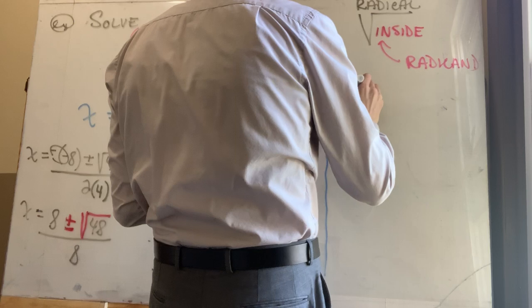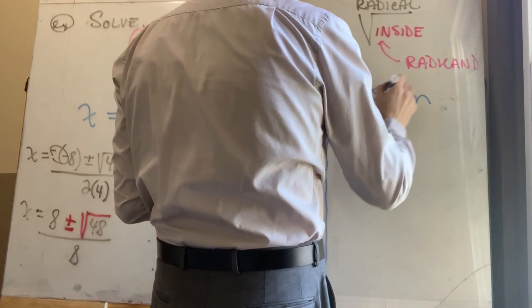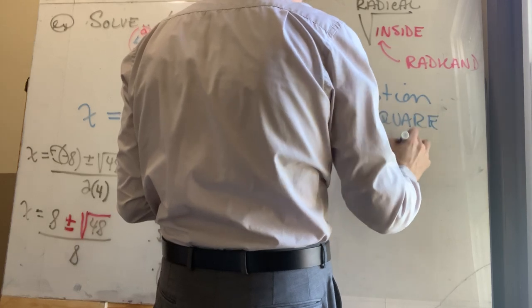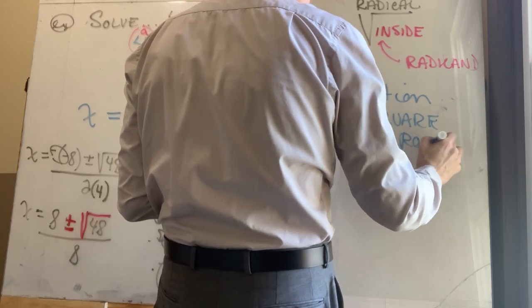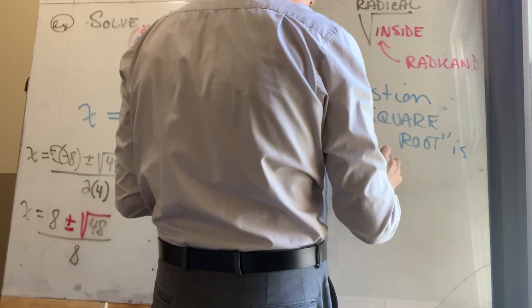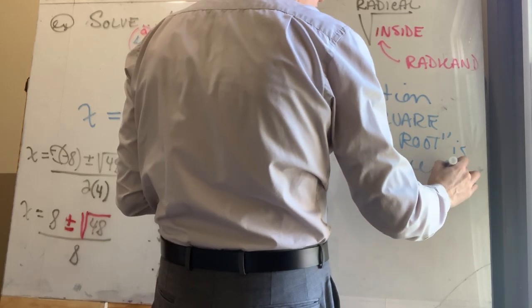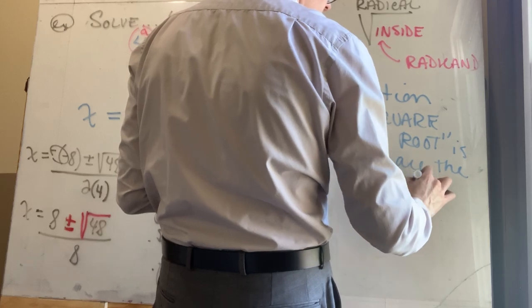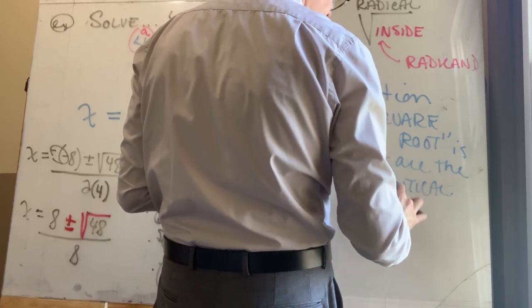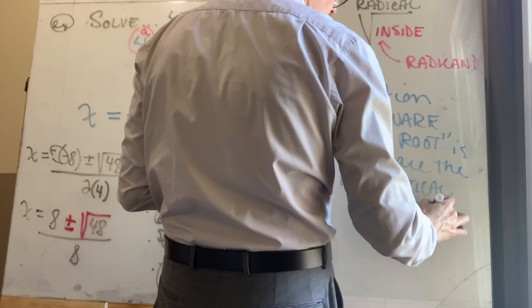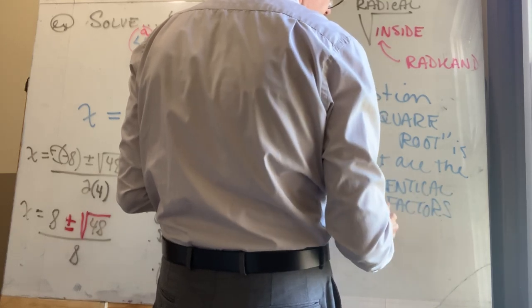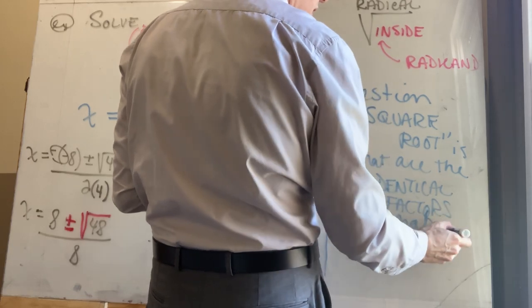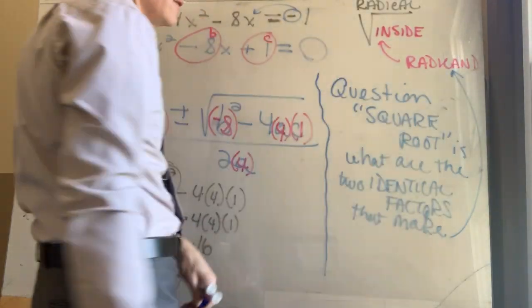The question of square root is, what are the two identical factors that make, that's a K, whatever the radicand is.